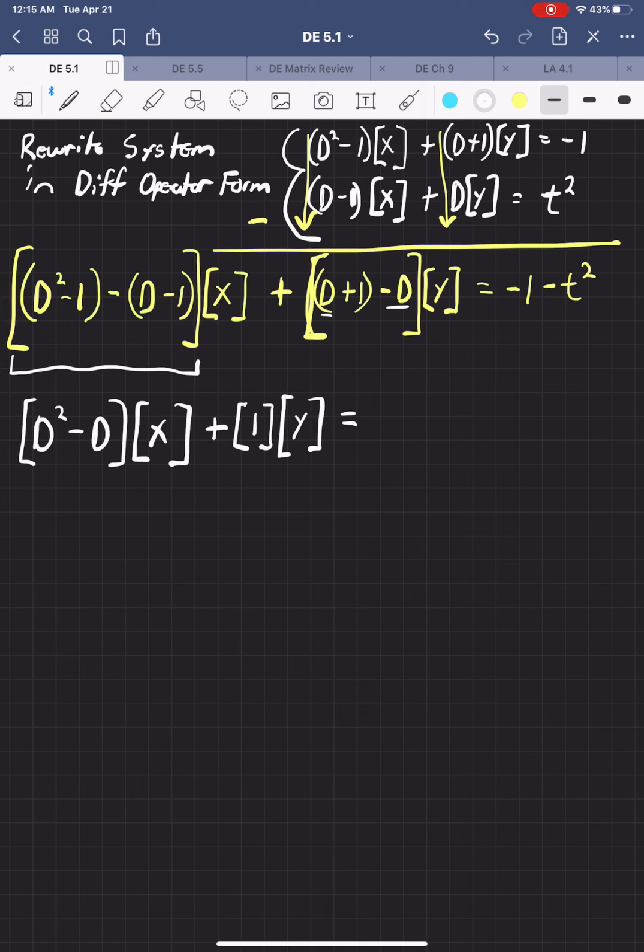All right, so I've cleaned it up a little bit. And again, why did I decide to subtract instead of add? Because I knew that I had a positive differential operator here and a positive differential operator here. So I knew that if I subtracted, my D's would cancel out like they did here, and I would just be left with y. So now I can actually solve this for y.